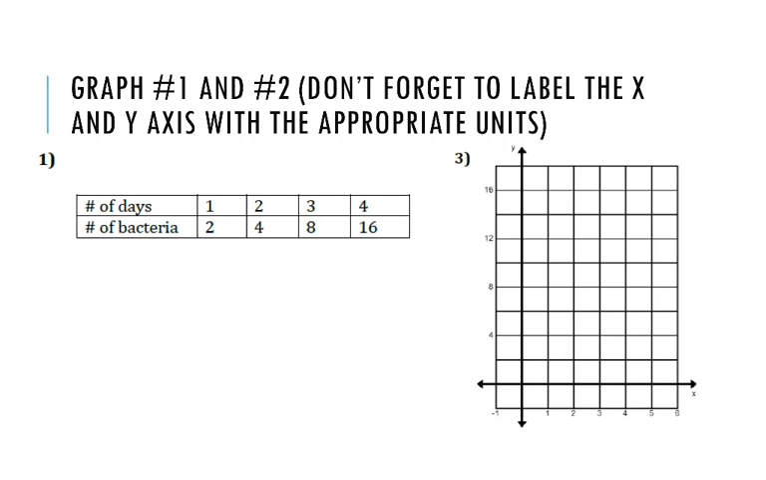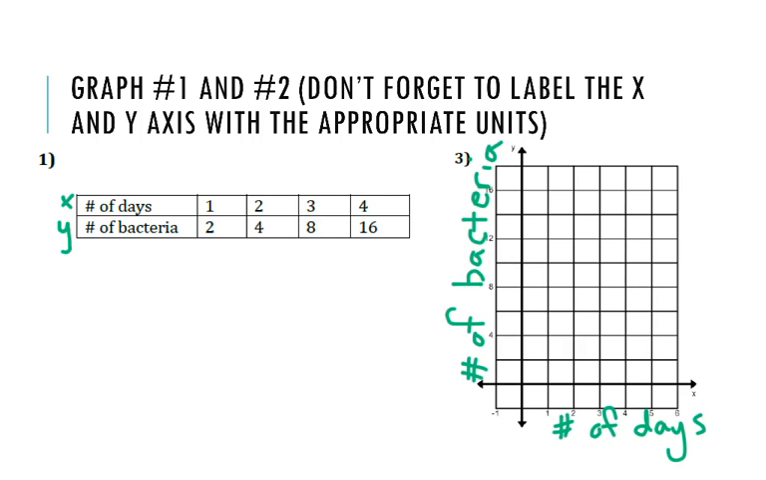Now we're going to graph 1 and 2. And it says don't forget to label the x and y axes with the appropriate units. So let's start by labeling our axes. The top row will represent our x value, and the bottom row will represent our y value. So we're going to label the x-axis as the number of days. And that means that the y-axis will be labeled as the number of bacteria.